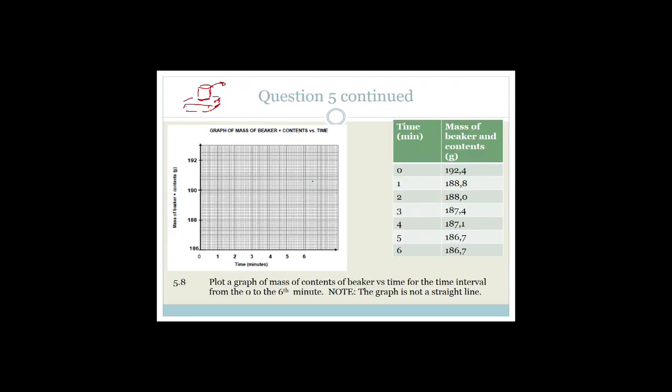In this lesson, we continue with this question. The only part of the question that's really left, as far as I recall, is that you need to plot a graph of the mass of the contents of the beaker versus the time for the time interval from the 0 to the 6th minute. They've given you a hint: the graph is not a straight line. So all you really need to do is plot these points on this graph and then draw a best fit line. Isn't it nice that they've given you the beautiful graph?